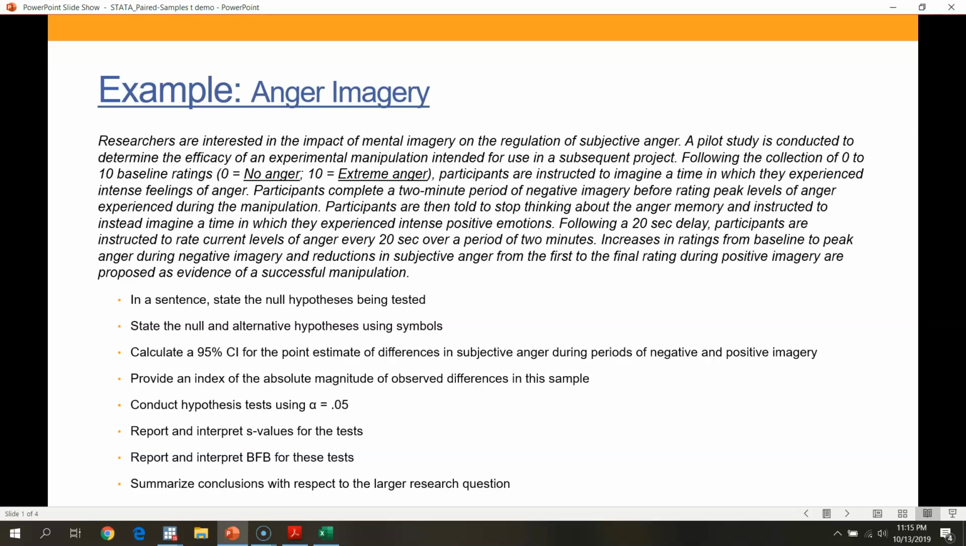And then once we did that, we instructed participants to, instead of thinking about an angry memory, think about a memory in which they experienced intense positive emotions. For a period of 2 minutes, every 20 seconds, they rated again 0 to 10 anger ratings. For this positive imagery manipulation, we want to see if we get evidence of reductions in anger from the initial anger rating at the start of the positive induction to the final anger rating. So for the anger induction manipulation, we want to see increases in anger when they're thinking about an angry memory, and for the anger recovery, the positive imagery period, we're hoping to see reductions in subjective anger.